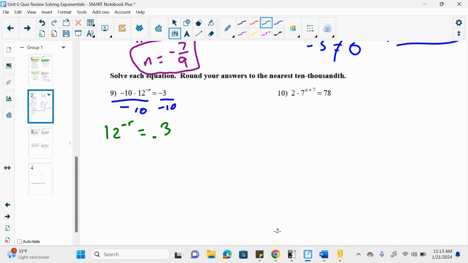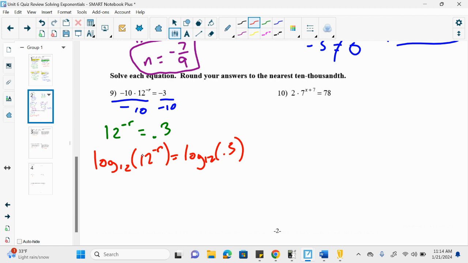So now there is no way that we could easily rewrite 12 to a base of 0.3. Just can't happen with powers, right? So this is where we talked about how using this main idea of the unit that logarithms and exponentials are inverses of each other, we can get this exponent out of the negative r by taking the log base of whatever the base of the exponent is to both sides. So log base 12 of 12 to the negative r power equals log base 12 of 0.3.